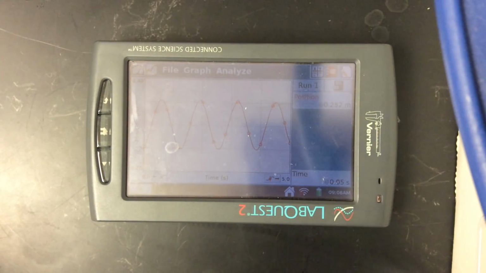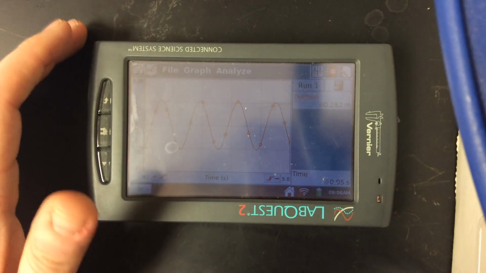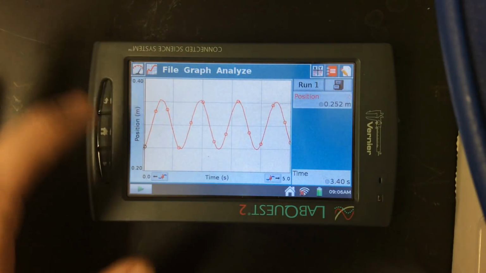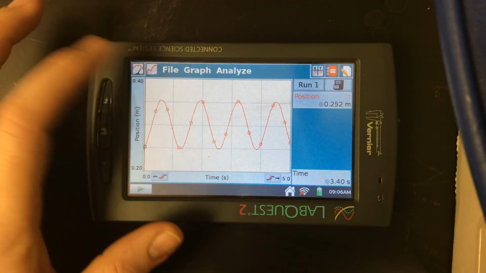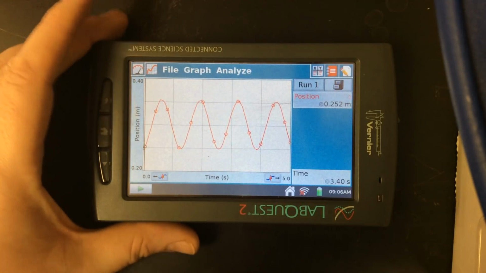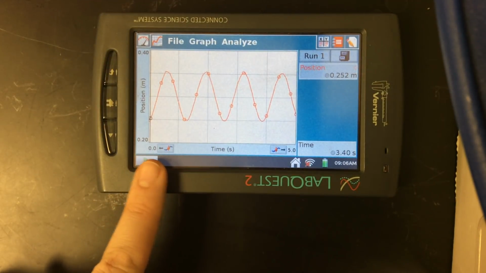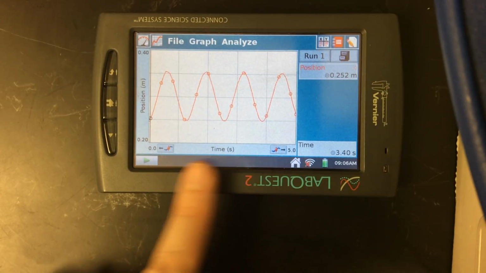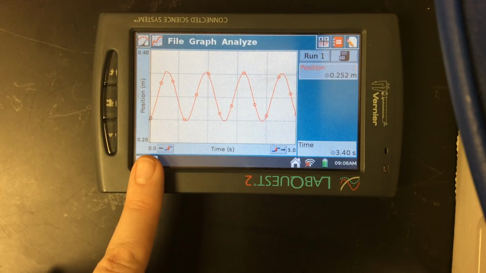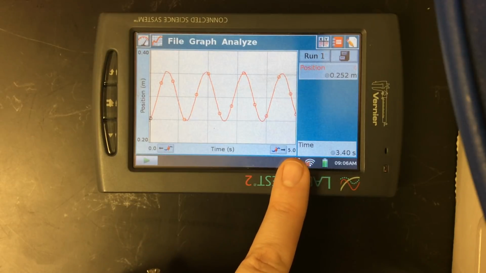So your goal is to get a graph that looks something like this, where it's got nice curves at the top and the bottom. Now this isn't perfect, but I can work with this. Okay. Now notice also the numbers on the bottom, 0.0 right here on the left, 5.0 right here on the right. Those are my time codes. So it recorded for 5 seconds from 0 to 5 seconds.